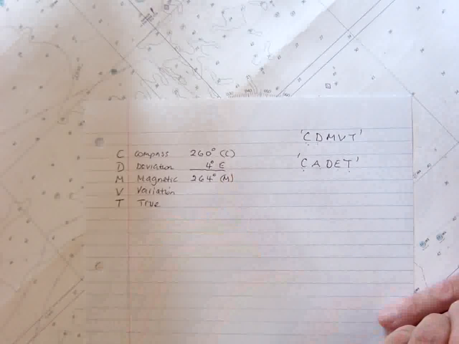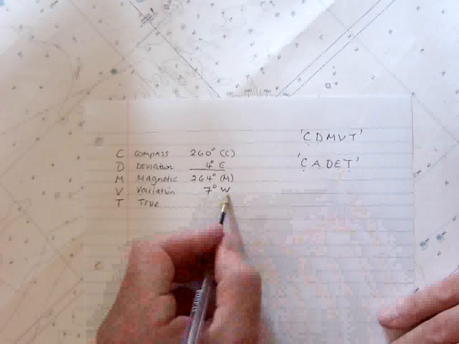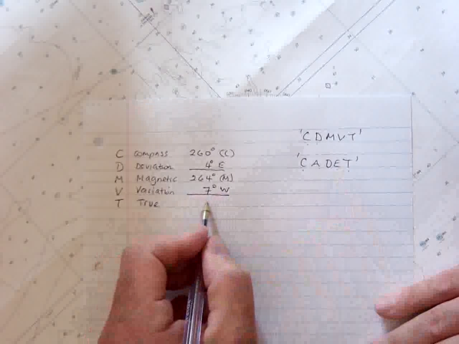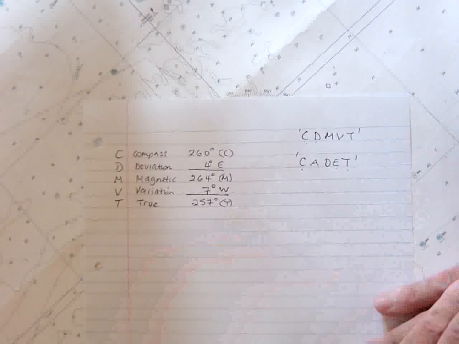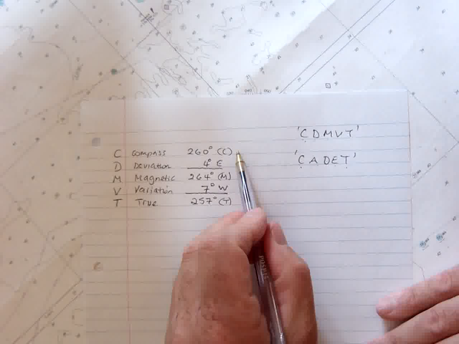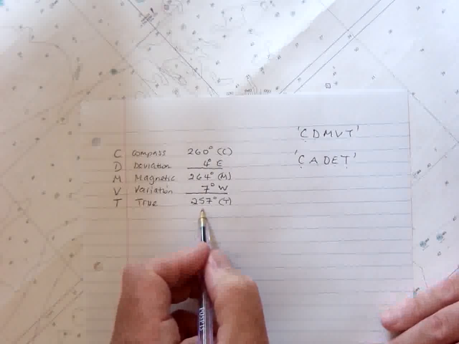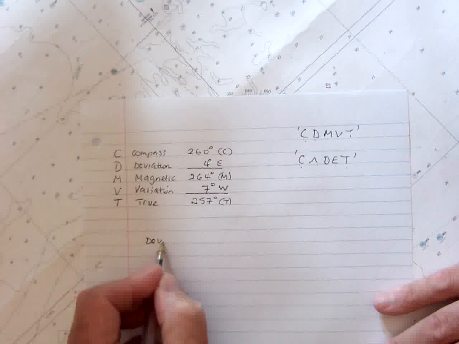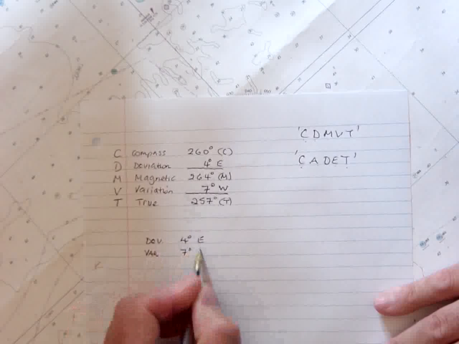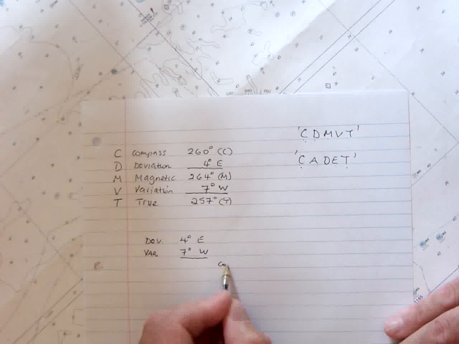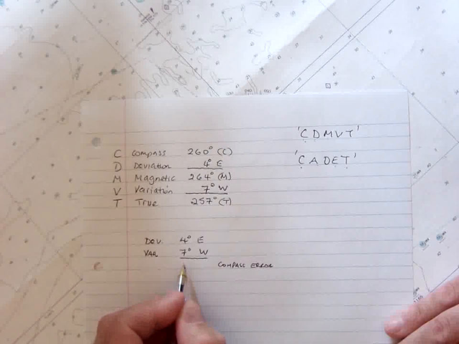Let's call our variation 7 degrees west. Now if we go from compass to true and we add east, it would follow that we need to subtract the westerly value. So that will give us a true course of 257 degrees. So we started off with 260 compass, applied the deviation, then applied the variation to arrive at a true course of 257. So let's write these two values here, deviation 4 degrees east, variation 7 degrees west. So if we want to now calculate our compass error, then in this instance it is going to be 3 degrees west.